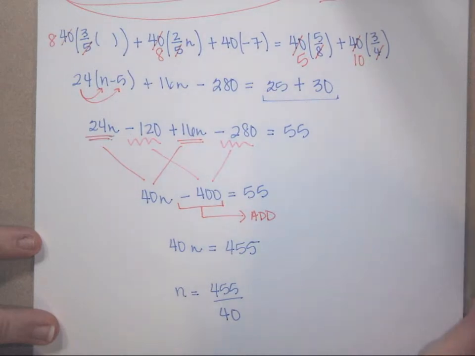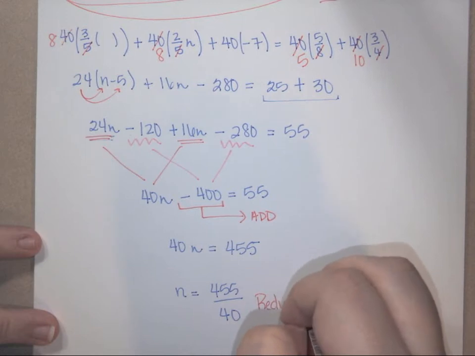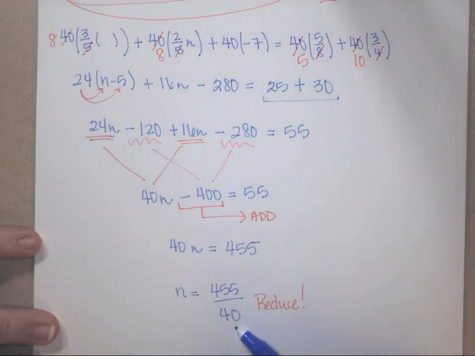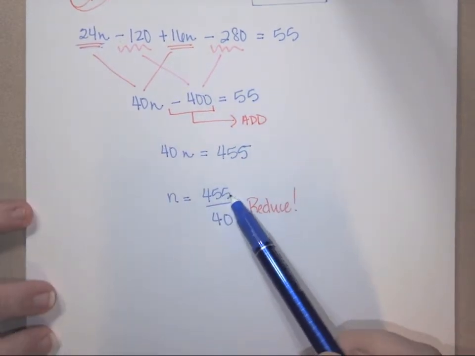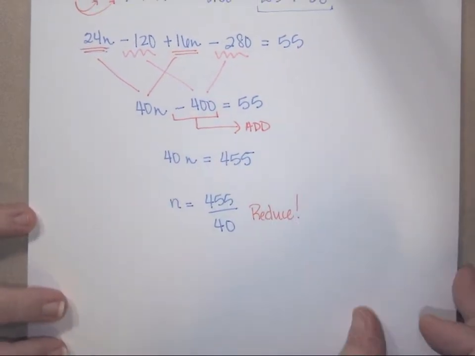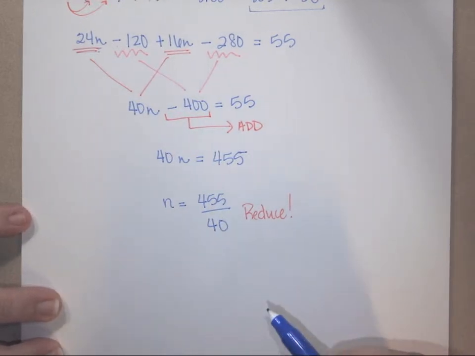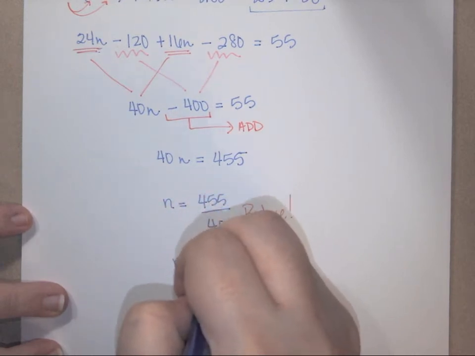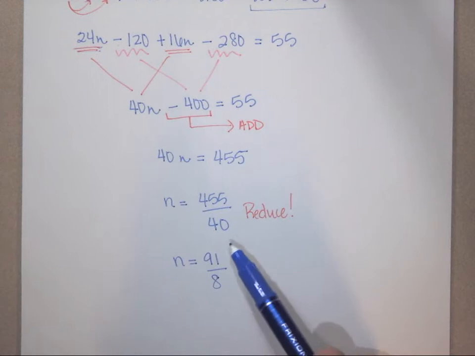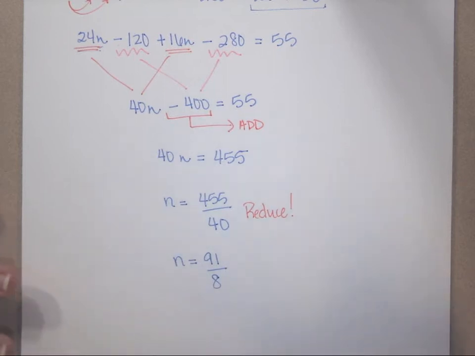Now once we do this, we always need to reduce. So we want to look and see if any of my factors of 40 will come out of 455. Well, since my numerator and denominator end in a 5 and a 0, we know we can divide a 5 out. Therefore, n is going to be 91 over 8. Now, there's nothing else that I can do to 91 or 8 that is going to give me a common or reduced value, so that is our n value.